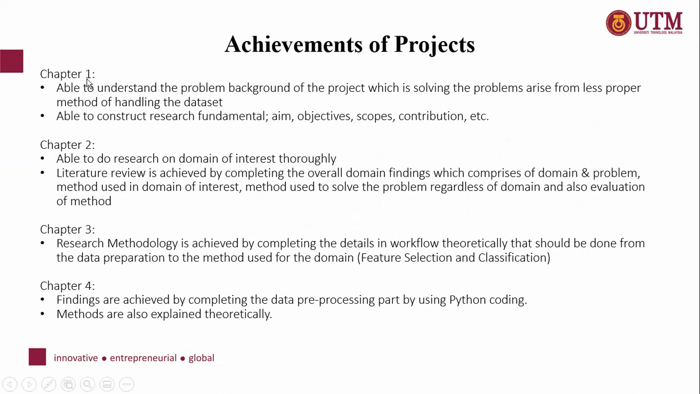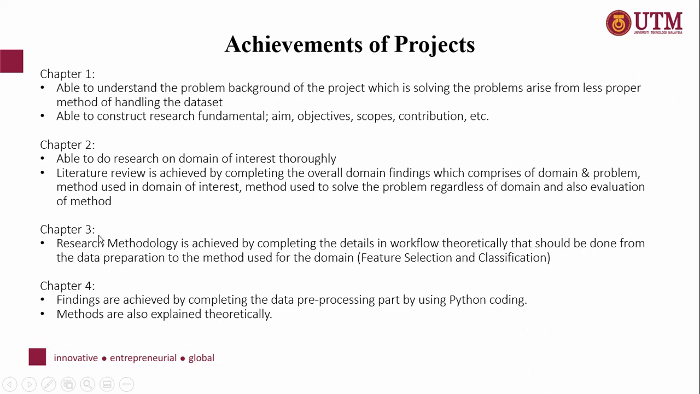Achievements of projects. For chapter 1, able to understand the problem background of the project, which is solving the problems arising from less proper method of handling the data set. Able to construct research fundamentals, which are aim, objective, scopes, contribution, and many more. Chapter 2, able to do research on domain of interest thoroughly. Literature review is achieved by completing the overall domain findings, which comprise domain and problem, method used in domain of interest, method used to solve the problem regardless of domain, and also evaluation of method.